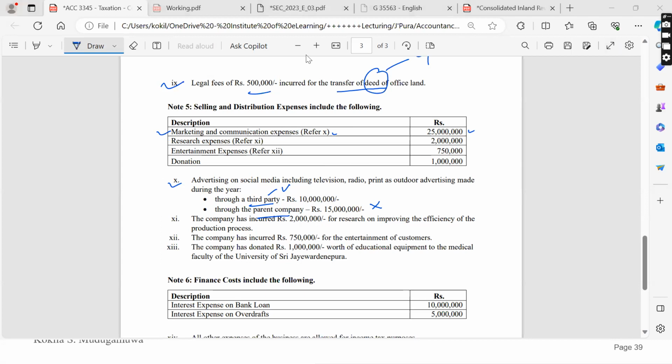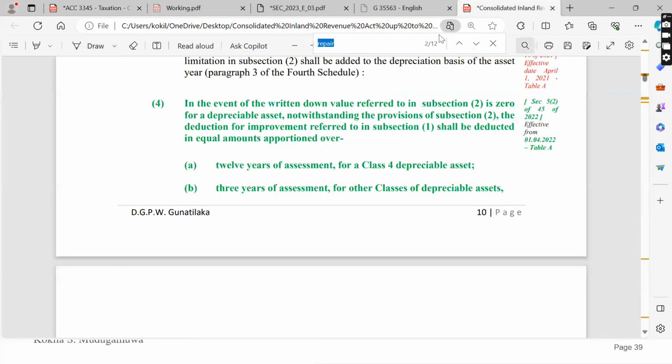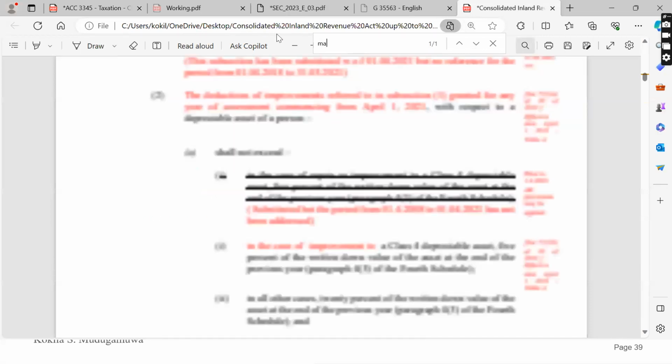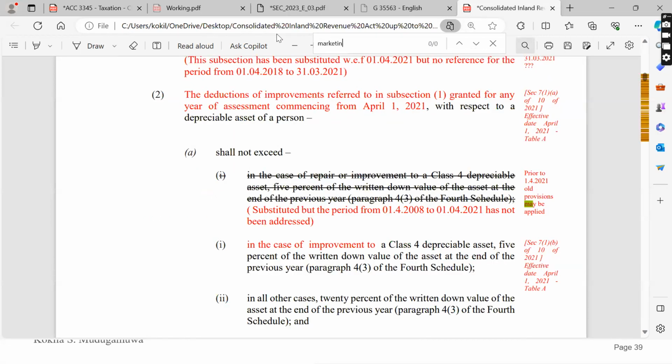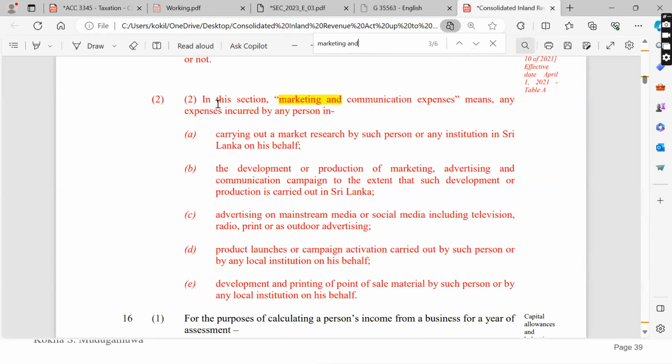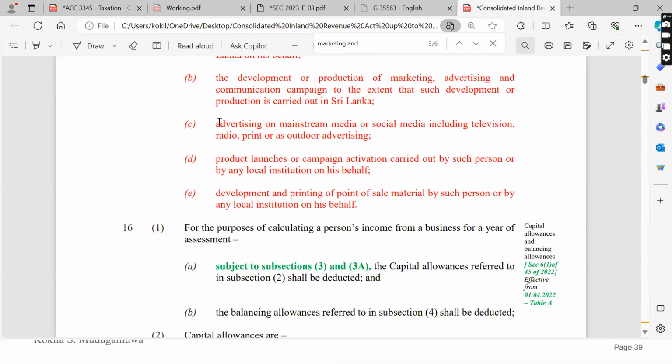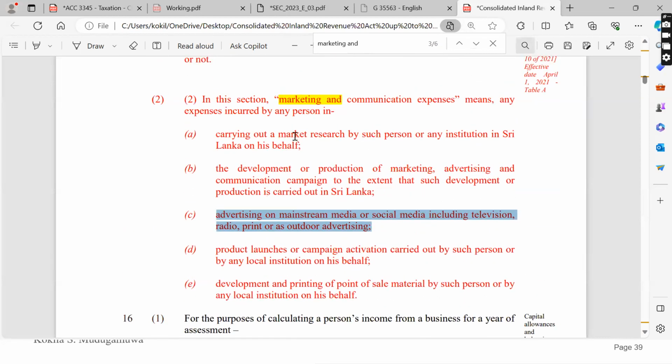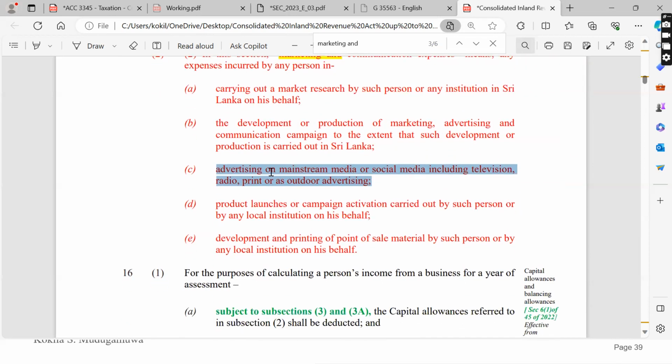So I discussed that the marketing communication, if you refer to the consolidated act, what is marketing and communication? It says advertising, media, television, those. Our part also here, right? So these criteria should be fulfilled, by such person or any institution in Sri Lanka on his behalf, right? So these things I'm not going to read.